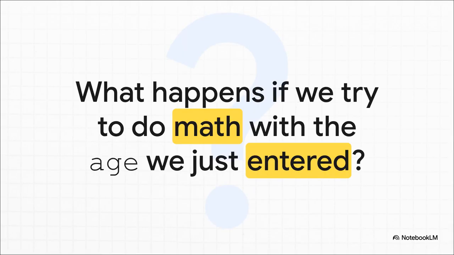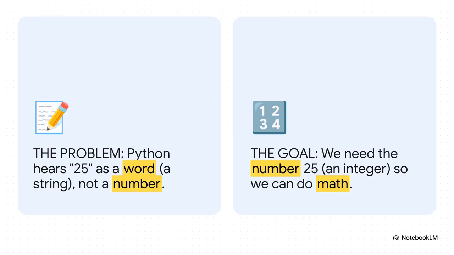So what do you think happens if we try to do some math with that age variable? Maybe we want to figure out what your age will be in 5 years, so we try to calculate age plus 5. And the whole program crashes. So what gives? Why did that happen? And here's the problem, plain and simple. The input function, by default, hears everything as just text, which in programming we call a string. So to Python, your input 25 isn't actually a number, it's a word, just like the word hello. And you can't add 5 to the word hello, right?